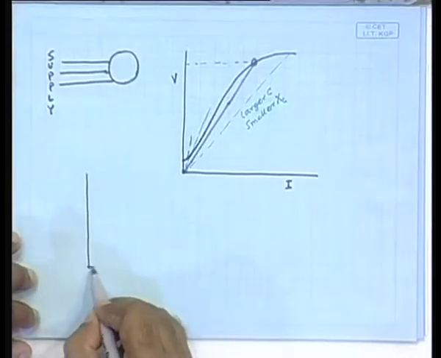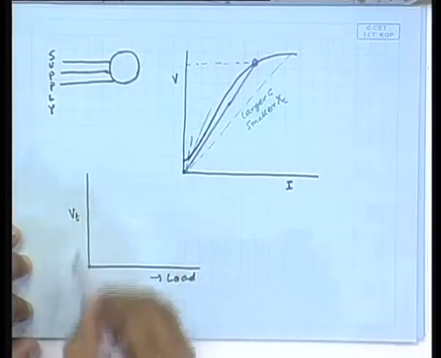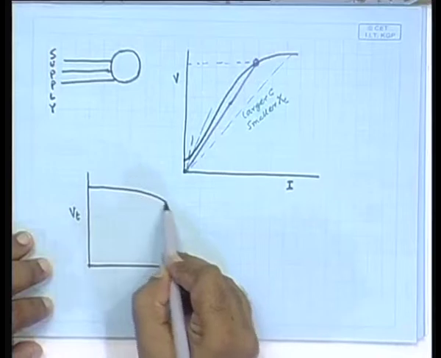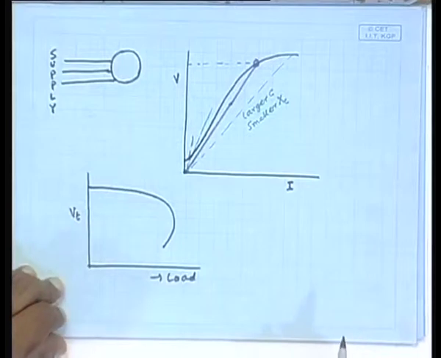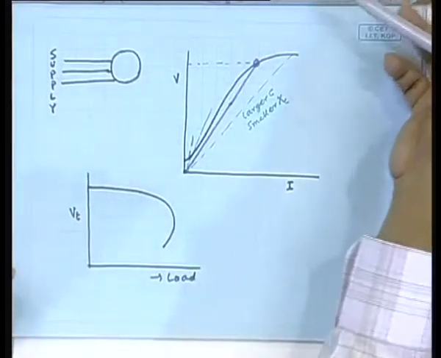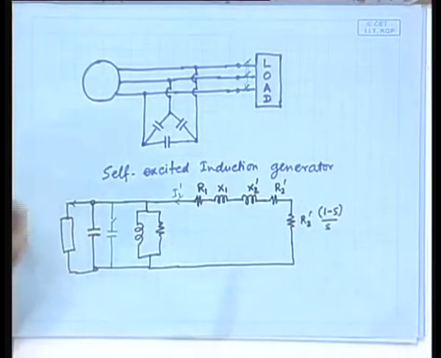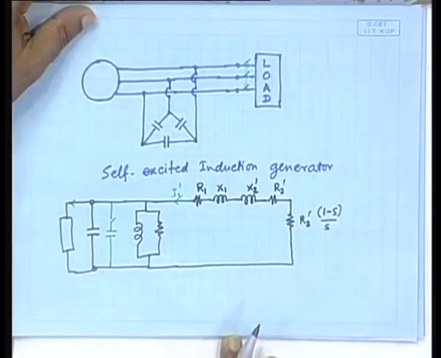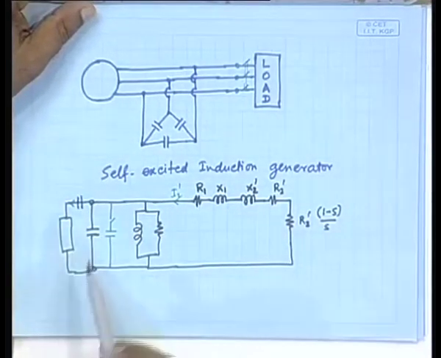In fact, if you draw the load versus the open circuit voltage, the terminal voltage, then the characteristic looks something like this. So, it drops very fast beyond a certain value, which is not a desirable characteristic. So, that has to be overcome by connecting additional capacitances. In some cases, people also connect series capacitances here to overcome this problem.